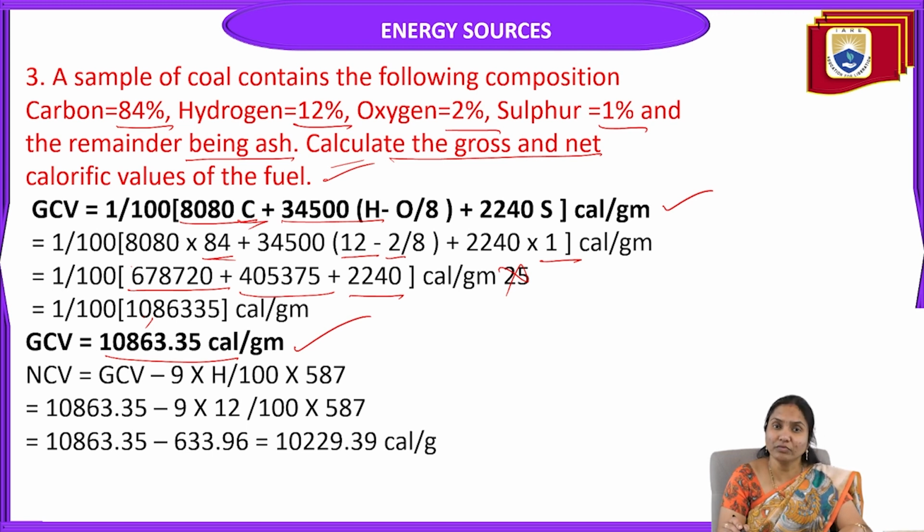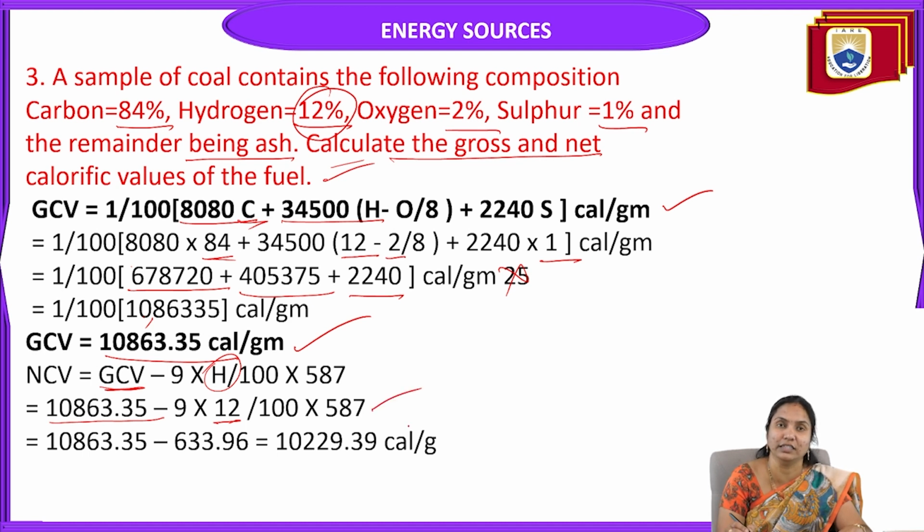Now you can calculate the net calorific value of the given fuel by using this gross calorific value. What is the formula for determination of NCV of fuel? NCV equals GCV minus 9 by 100 H into 587. Here we substitute the GCV value, 10,863.35, minus 9 into H by 100, where H means the percentage of hydrogen present in fuel, which is 12, into 587.